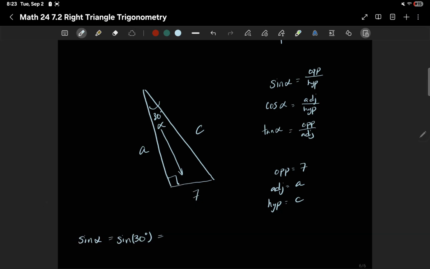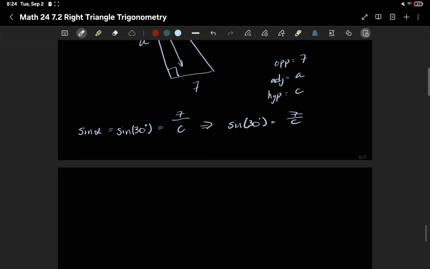But we know that sine of any angle is opposite over hypotenuse. So what we have is opposite, which is 7. We have sine of 30 is 7 over our hypotenuse. We don't know what our hypotenuse is, so we'll call it C. What this does for us is it sets up the equation sine of 30 degrees is equal to 7 over C. And you can either use your calculator to figure out sine of 30 degrees, and I'll rewrite it here on the new page.